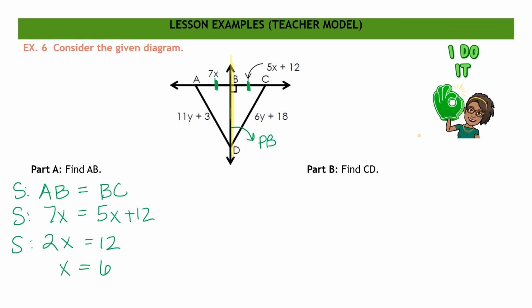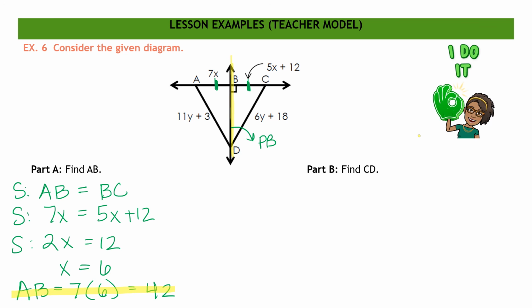But the question did not ask me to find the value of a variable. It asked me to find the value of AB. So that means I'm going to take that x equals 6 and plug it back into what AB stands for, and that is 7x. So 7 times 6 gives me 42. So the length of AB is 42.